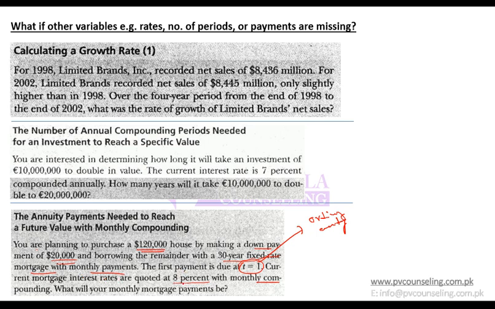So it is monthly compounding, remember, and payments will also be monthly. What will your mortgage payments be? That means first you need to find out the future value that you need to accumulate, and then the present value that you need to pay, and then you will find out the payment.